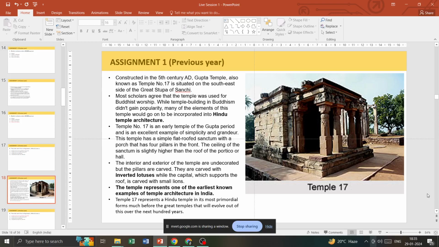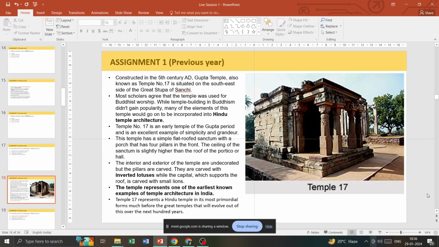grandeur. This temple has a simple flat roofed sanctum or the sanctuary, you can say the cubicle, with a porch that has four pillars in the front. The ceiling of the sanctum is slightly higher than the roof of the portico or the hall. So you can see there is a sanctum, and then we have a porch to it which is supported on four pillars. And you can see the ceiling or the roof of the sanctum is slightly higher than the porch.